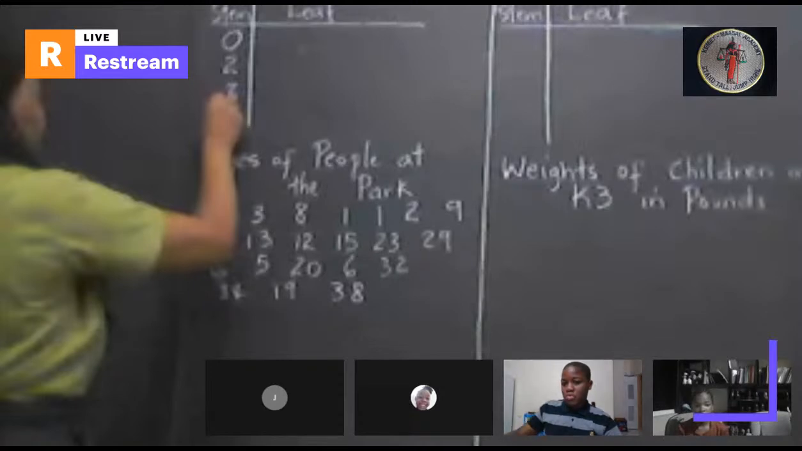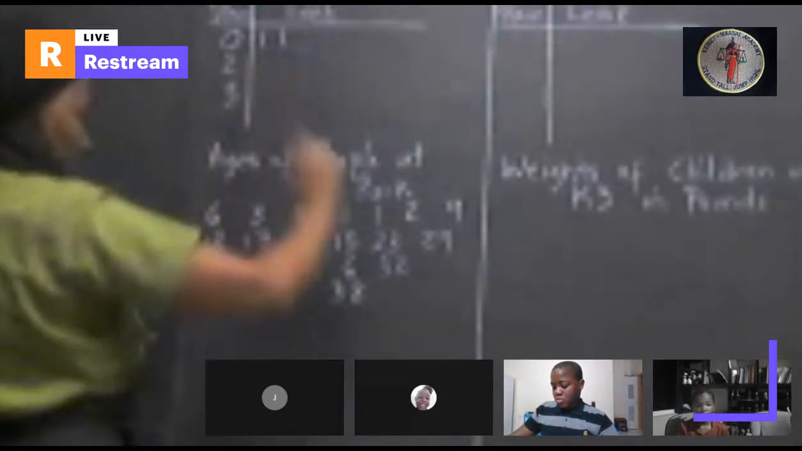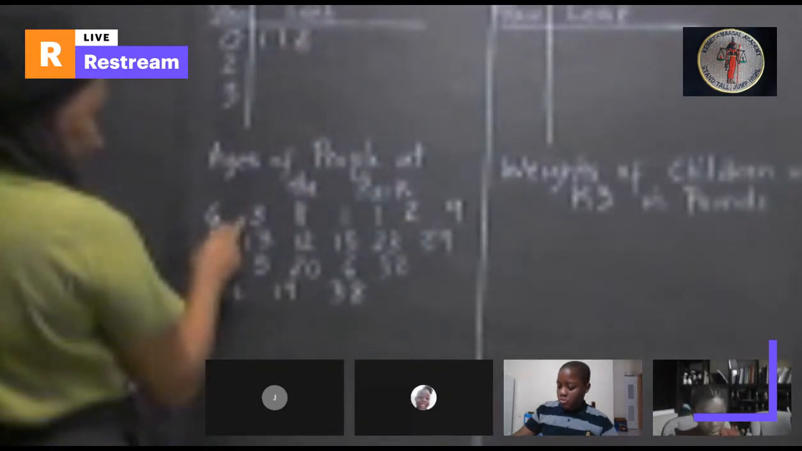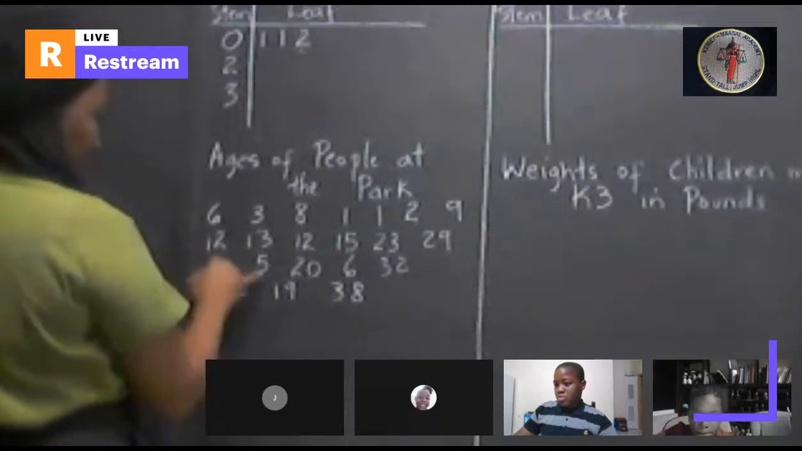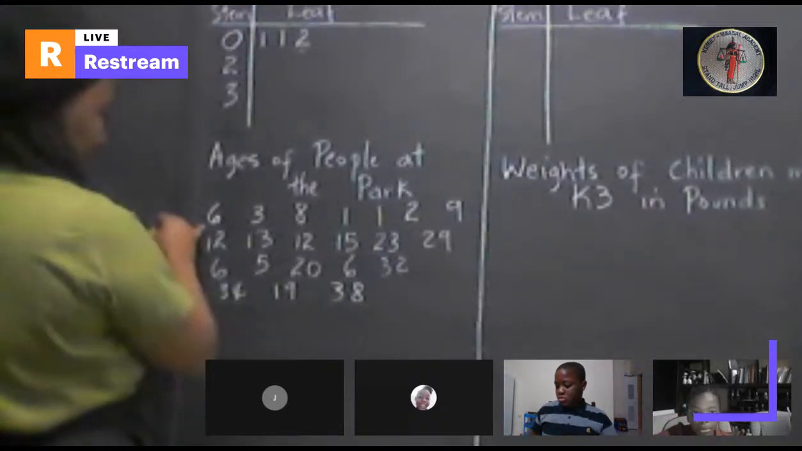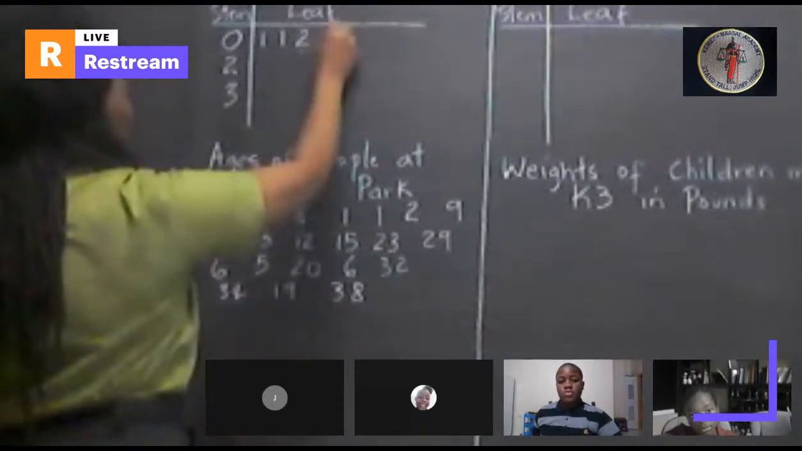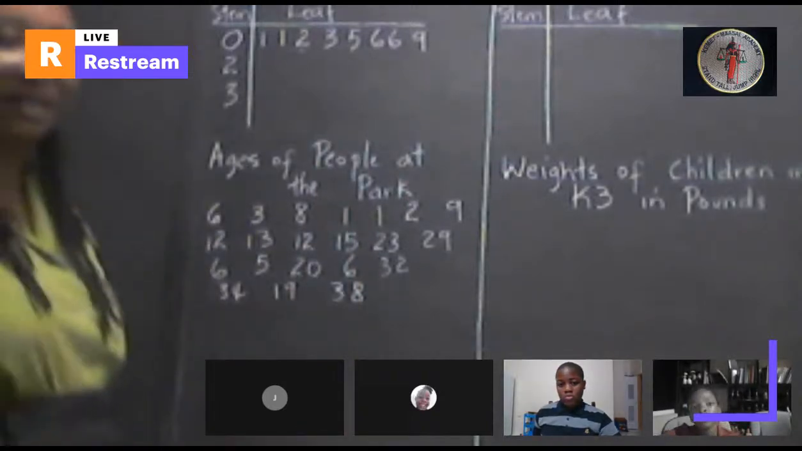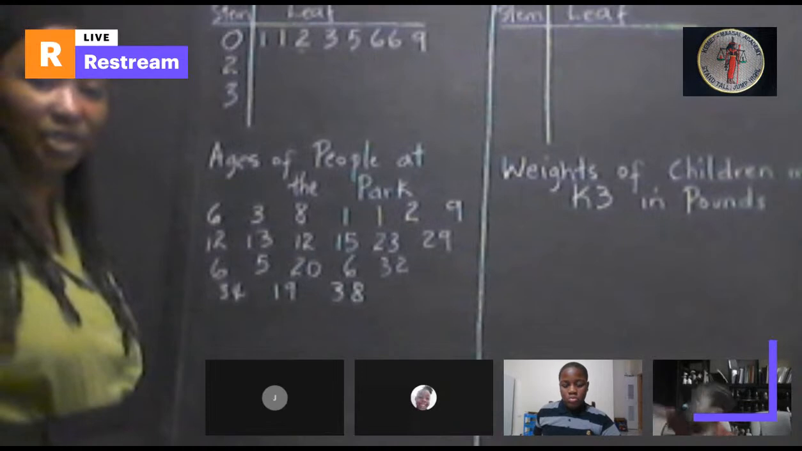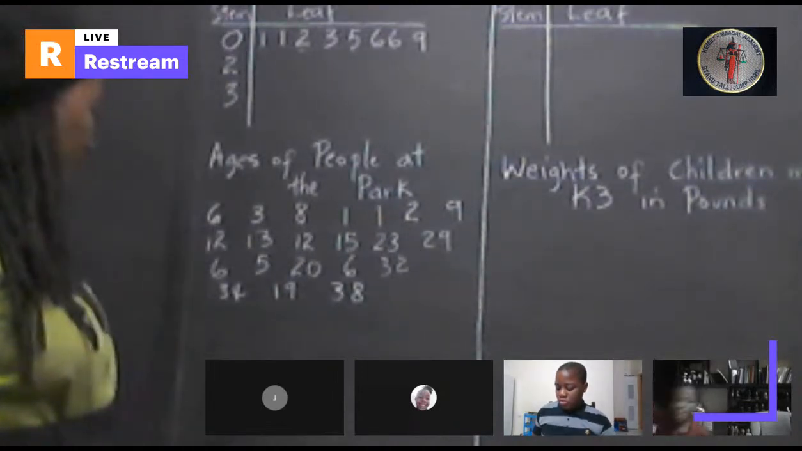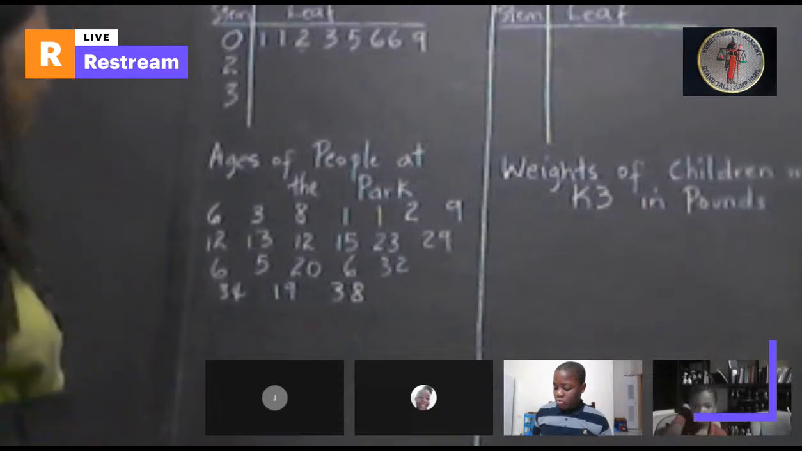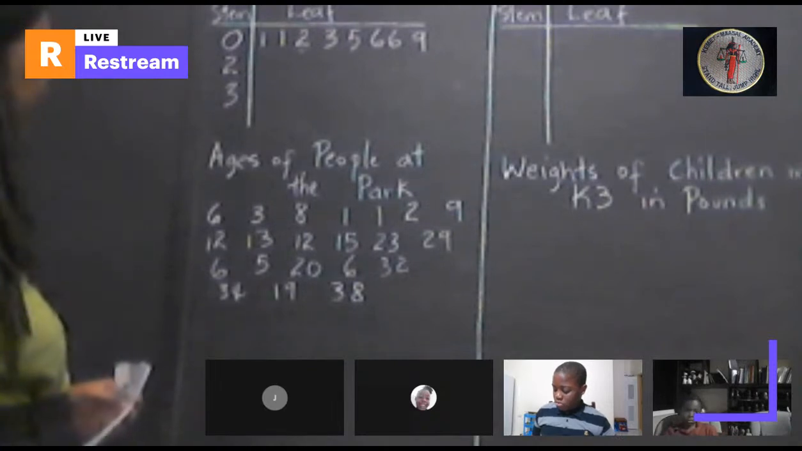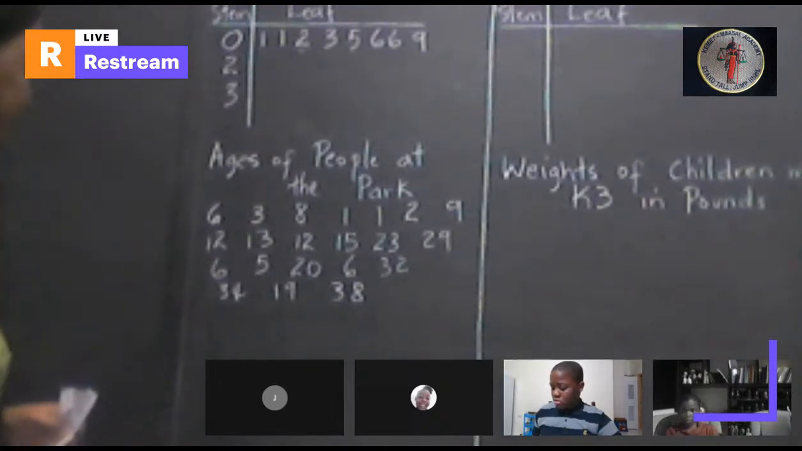So we have 2 1s, we have a 2, we have a 3, a 5, a 6, and a 9. 2 6s. So 3, 5, 2 6s, and a 9. Double check for me and see if I wrote all the single digit numbers. So we have 2 1s, a 2, a 3, a 5, 6, 6, and 9. Are those all the single digits?